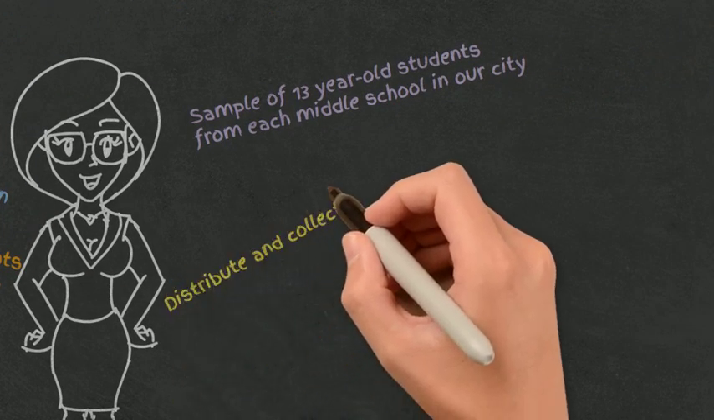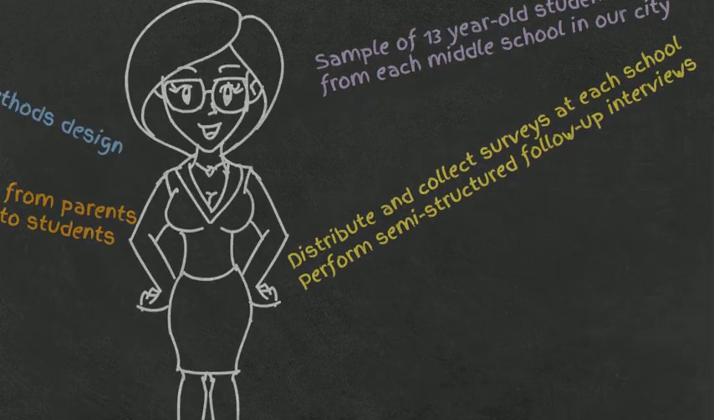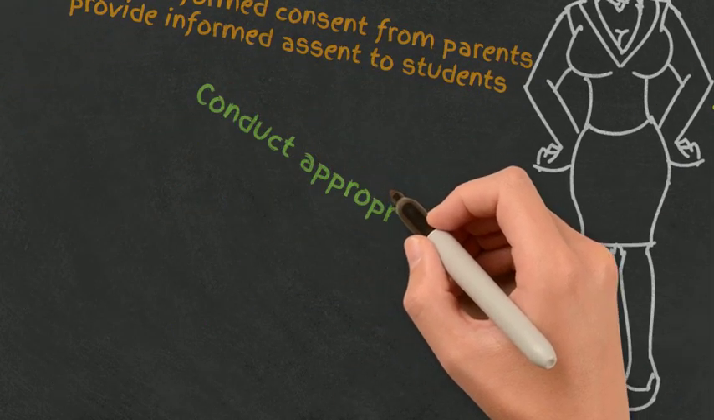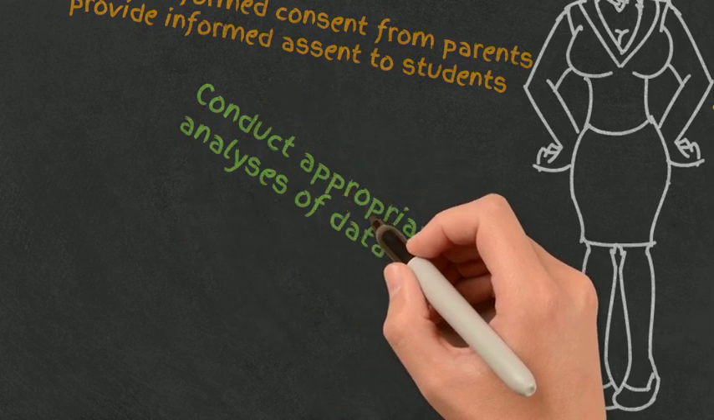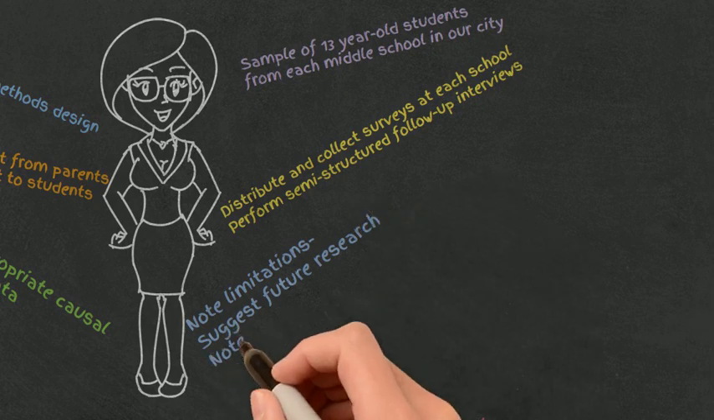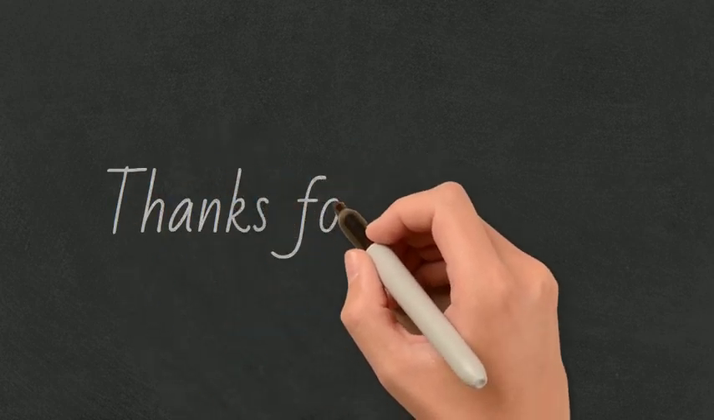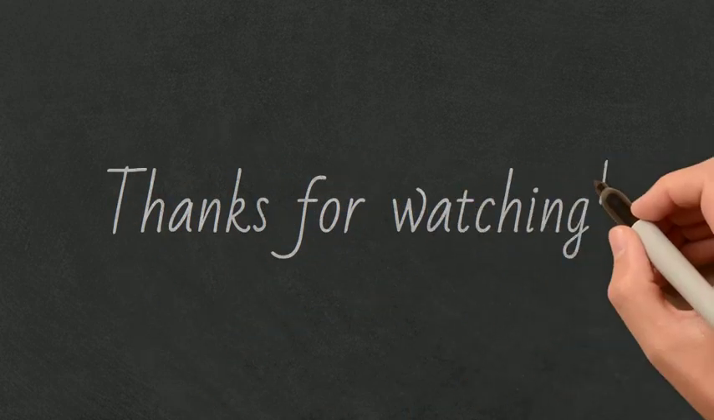Since you're an overachiever, you'll perform some follow-up, semi-structured interviews to get some thoughts on the mechanisms of gang joining or gang avoiding. Finally, you'll note your limitations, suggest future research possibilities, and note any implications for policy or programs. Most likely, you won't be arguing to ban all gangster rap music from middle school ears, but maybe.